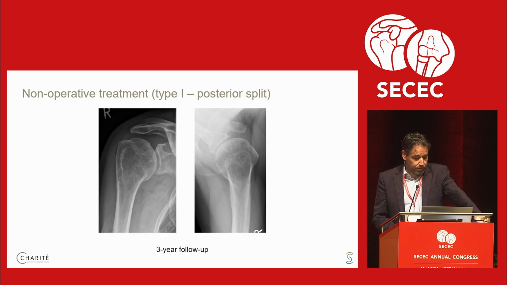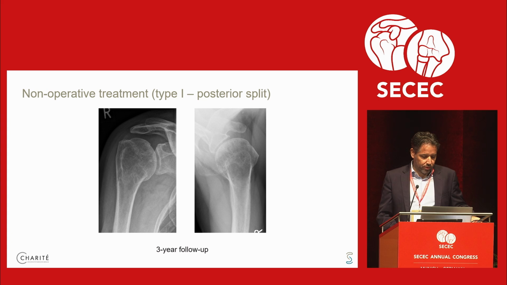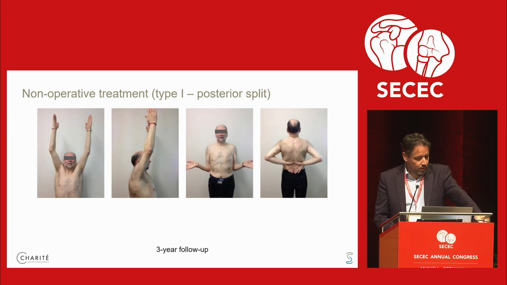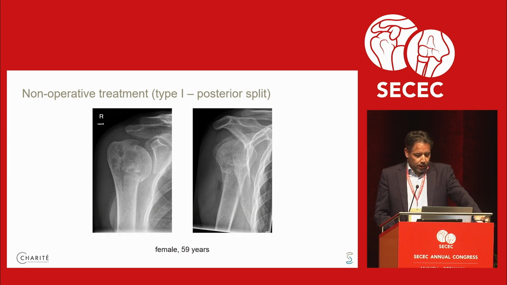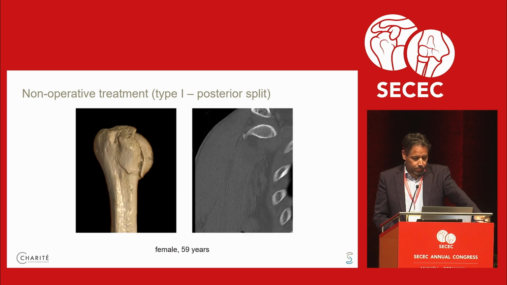We did non-operative treatment, and at 3 years follow-up, you see the fracture is healed, there is no arthritis, and the patient had a very good functional result and even went back to his yoga activities at 3 years follow-up. A little bit more difficult, also a type 1 posterior split in a 59-year-old female, very active lady, and she decided to go also for non-operative treatment.